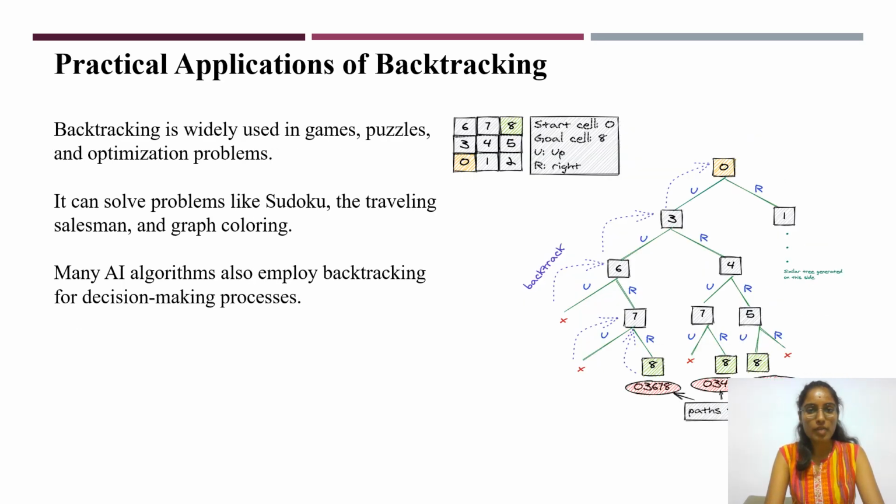Practical applications of backtracking. Backtracking is widely used in games, puzzles, and optimization problems. It can solve problems like Sudoku, the traveling salesman, and graph coloring. Many AI algorithms also employ backtracking for decision-making process.